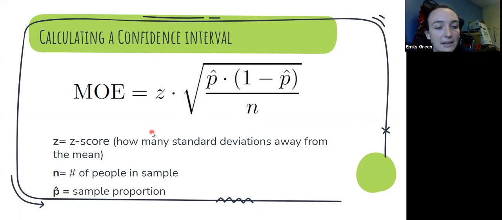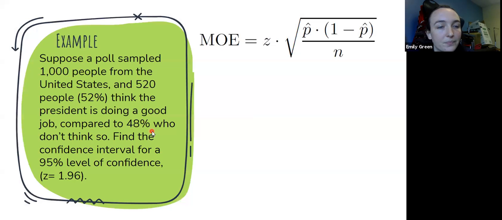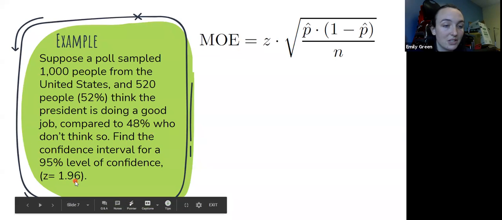And so we're going to multiply the proportion times 1 minus the proportion. So let's look at an actual example and work this out. Suppose a poll sampled 1,000 people from the US and 520 people, 52%, think the president is doing a good job, compared to 48% who don't think so. Find the confidence interval for a 95% level of confidence. And I gave you 95% level of confidence, that's a z-score of 1.96. We do have tables for these, but I've just given you that. So we know what our z-score is.